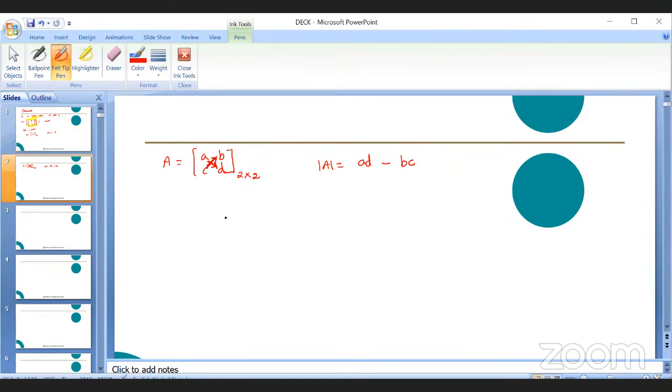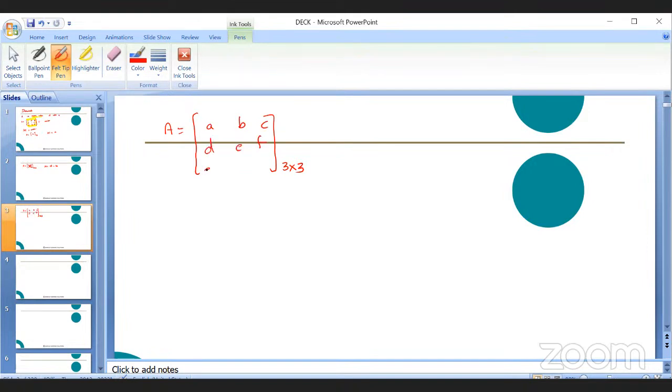The difficulty is with a matrix A of order 3 by 3 or more than this. Like suppose you have A, B, C, D, E, F, G, H, I. How to find the determinant? There is one easy way to remember. If you want, you can use that way. Or there are many other ways also to remember the determinant.